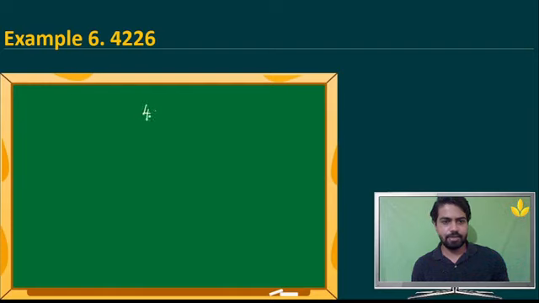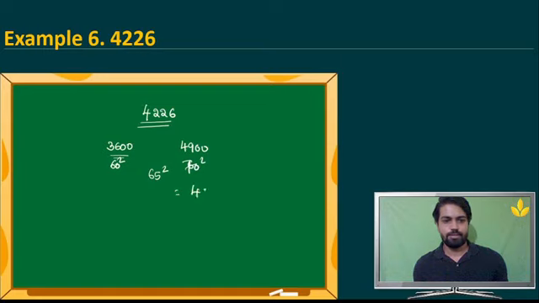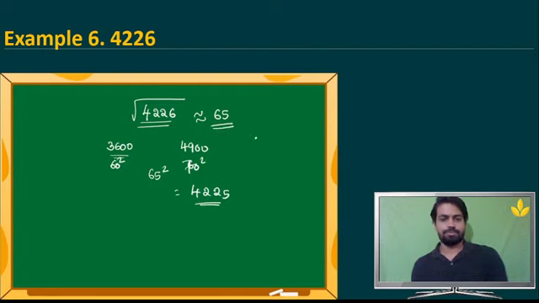One more example we have: 4226 and this is between 3600 and 4900. Obviously I can see 4900 is very much far. 700 something, it is 600. It's almost in the middle of the number. So I can go for the middle number, which is 65 square, because it is 60 square, it is 70 square. When I go for 65 square, we know the answer is 4225. It's just one more than that. So square root of this is approximately almost 65. That 1 will not make much difference.